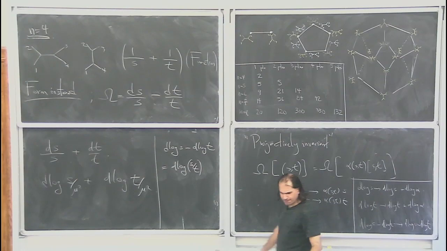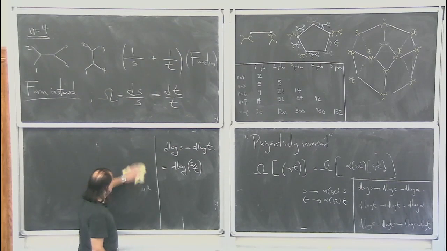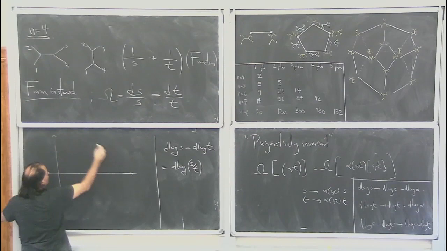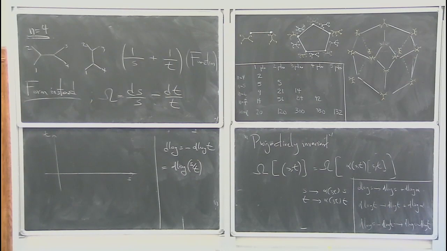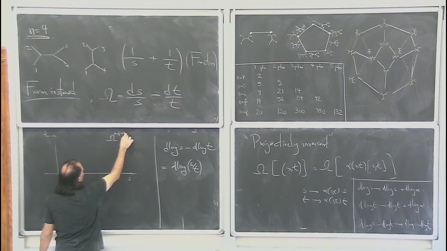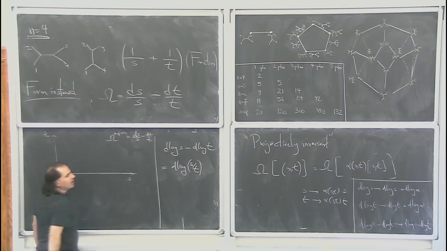Okay? And so there's this sort of interesting form. It's always a kind of an amusing thing. ST space is two-dimensional. So here is s and t. ST space is two-dimensional. But I found a one-form on this space, which is ds over s minus dt over t. Okay?